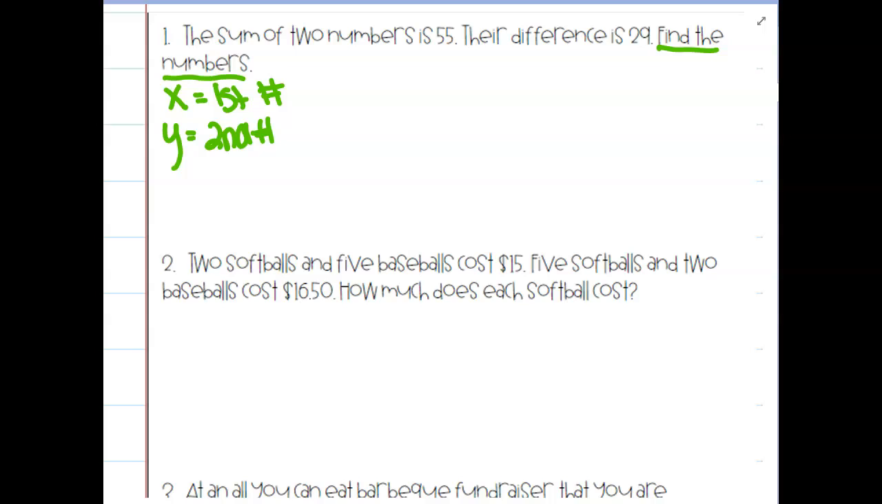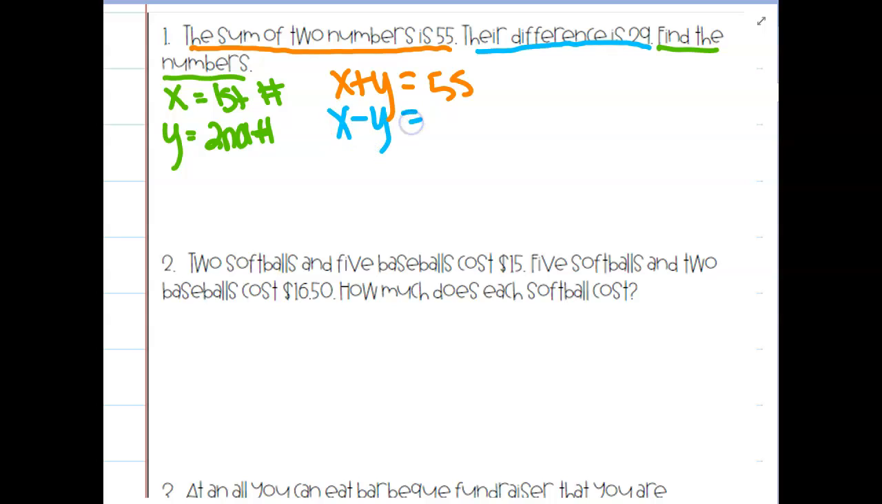Okay. So I have two variables, x and y. The first thing says the sum of the two numbers is 55. Sum means add. So if my two numbers are x and y, I'm going to take x plus y, and their sum is 55. The second equation, their difference is 29. What does difference mean? Subtract. So you're going to take x minus y equals 29. Those two equations should be pretty simple to write.